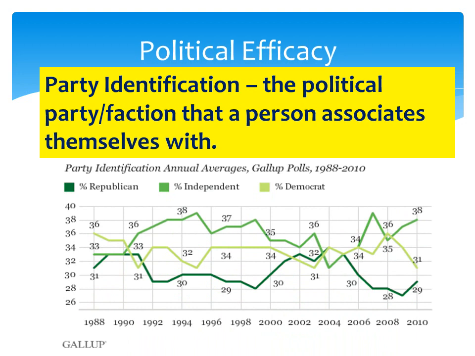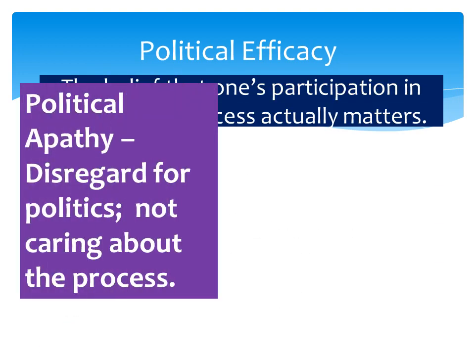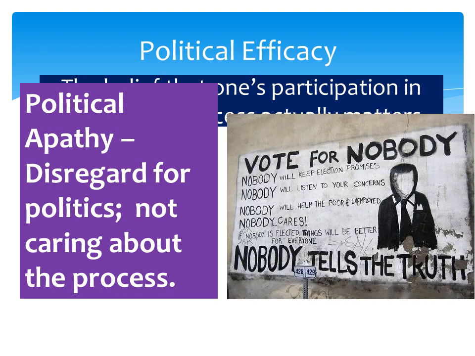This means they know which political party or faction they associate with, and they consider themselves strong allies to that particular party. Of course, somebody who has a low level of efficacy may have what we call political apathy. This is a disregard for politics, as they don't care much about the process and don't believe that it really matters to be involved.